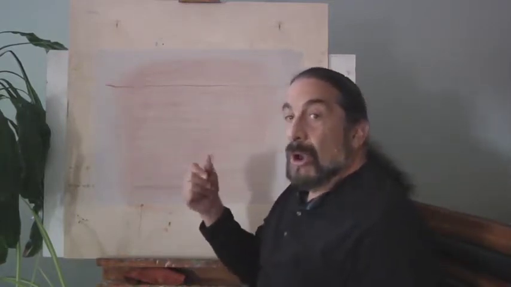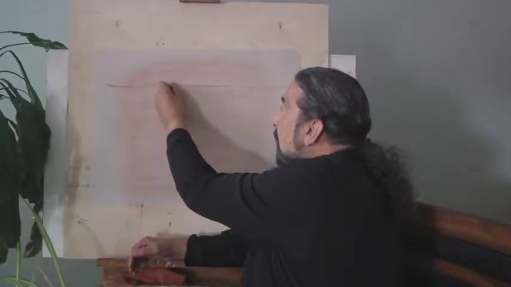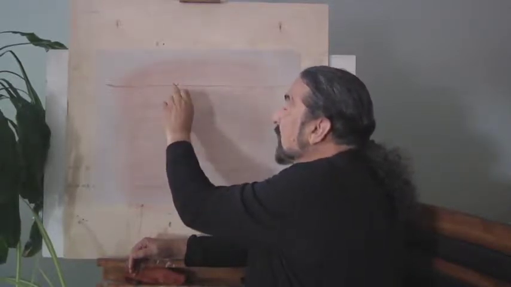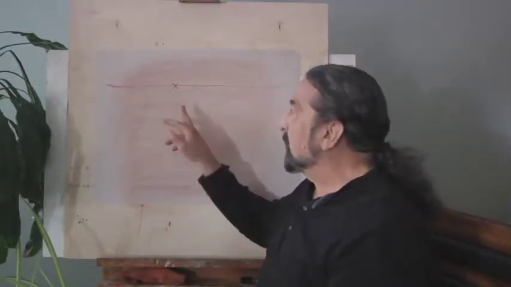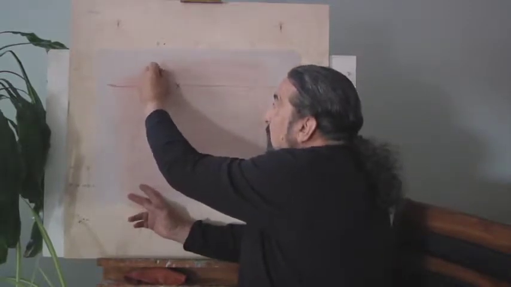There are three things that are sacred in your drawing. The number one is the horizon. Once you establish that, that's it. That's your horizon. Now, we're going to use one-point perspective. And so I'm going to make an X. And that X is going to be a vanishing point. Vanishing point, one-point perspective means there's one vanishing point.